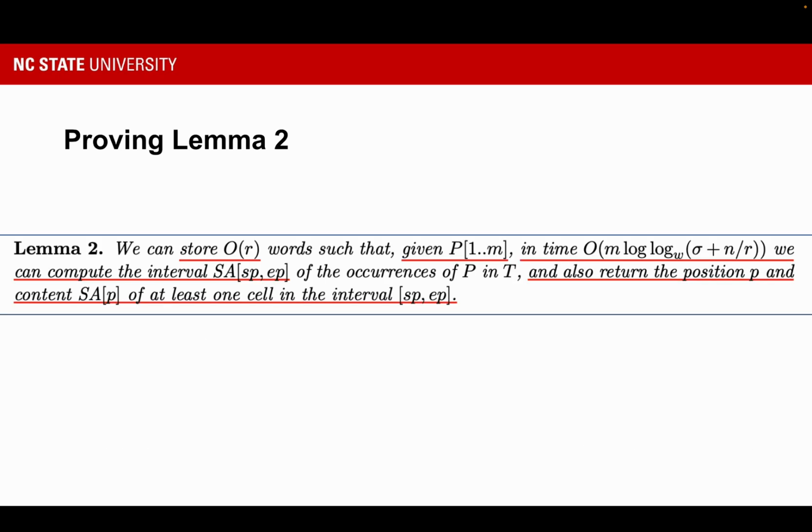Starting off with lemma 2, it states that we can store O of r words such that for a given pattern, we can find the interval of the suffix array from starting position to the end position of all occurrences of P in T, and this can be done in time O of m times log of sigma plus n by r to the base w. In this process, we'll also return the position p and the content suffix array of p of at least one cell in this given interval.